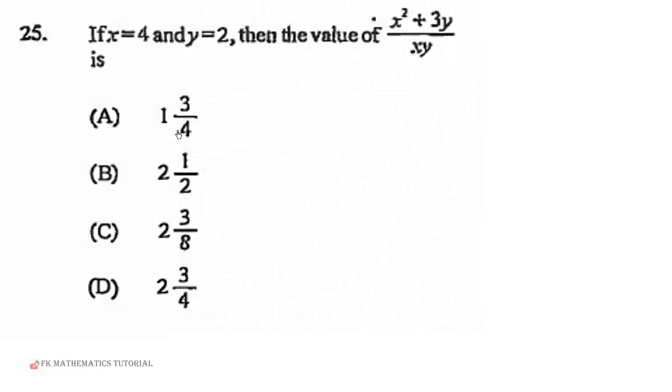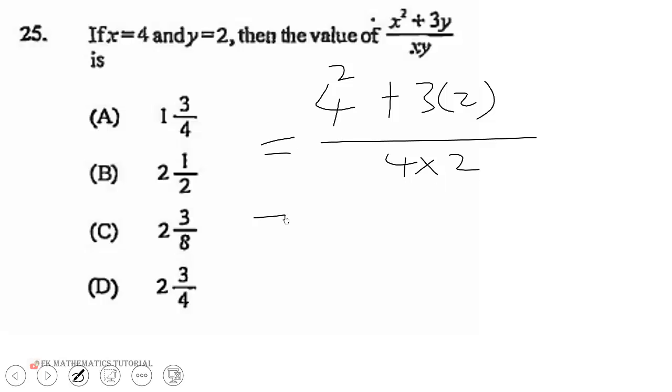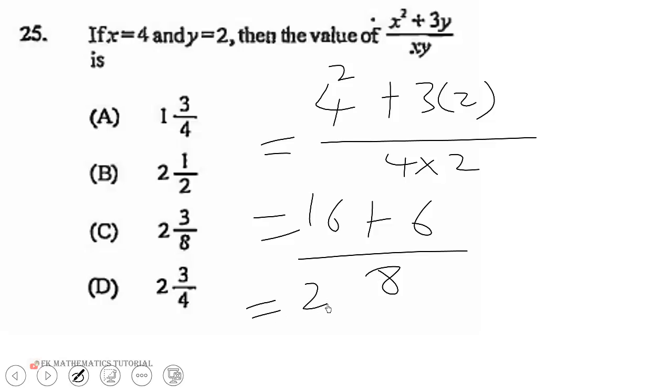Question 25. If x equals 4 and y equals 2, then the value of x squared plus 3y over xy. So x squared, 4 squared, plus 3y, 3 times 2, all over xy, 4 times 2. 4 squared is equal to 16. 3 times 2 is 6. 4 times 2 is 8. 16 plus 6 is 22 over 8.